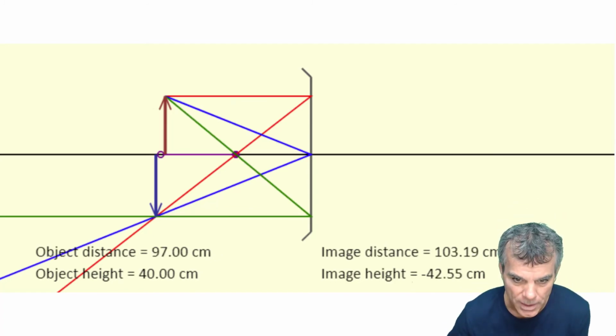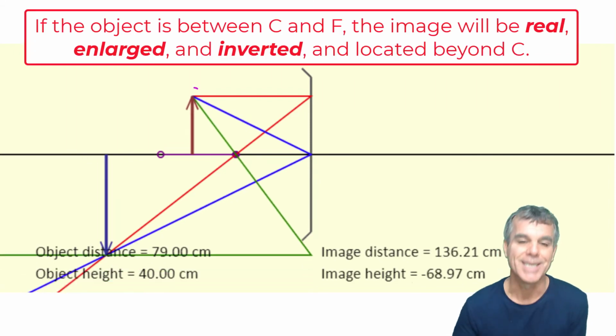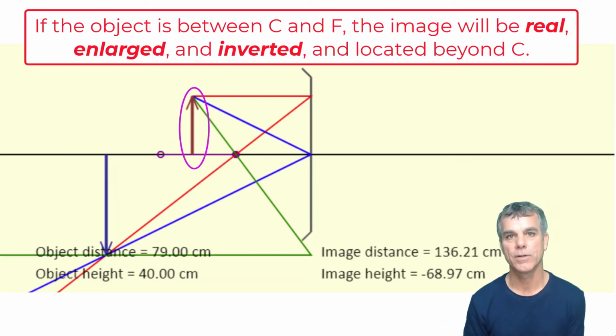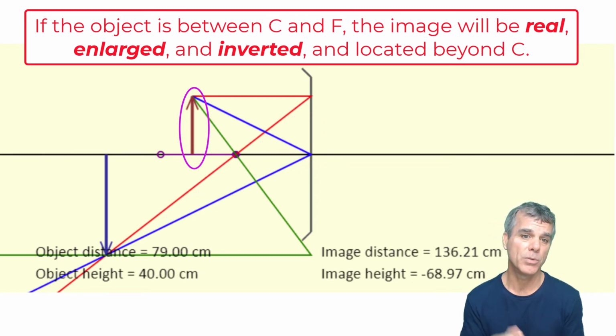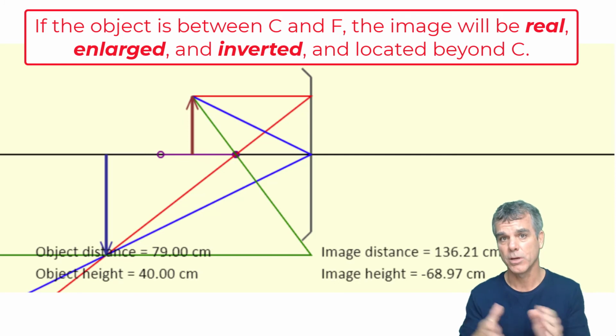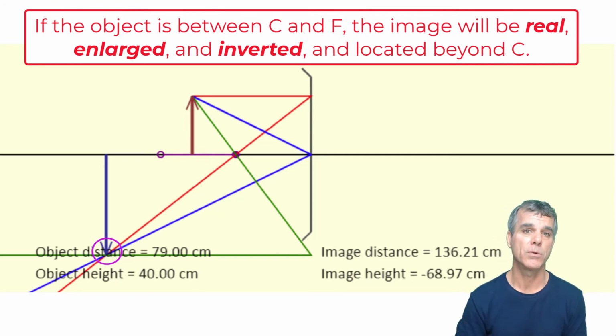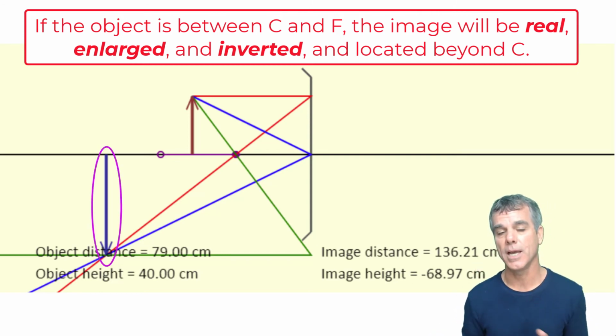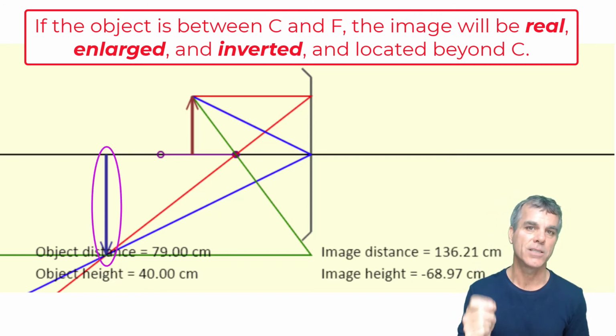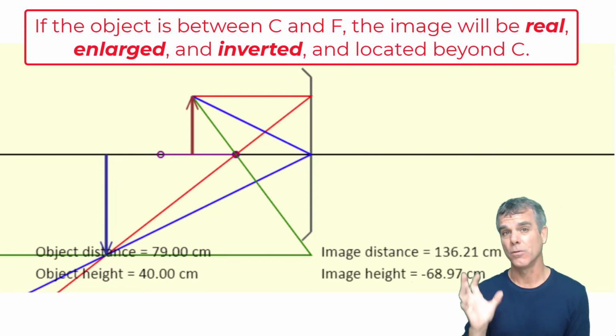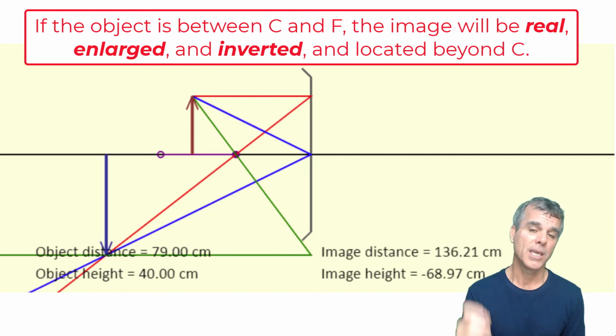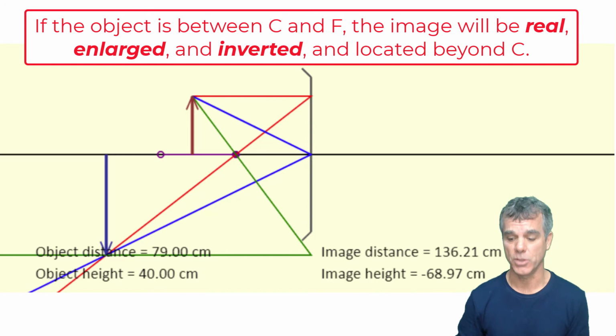If the object is in between the center of curvature and the focal point, the kind of image I'm going to get is going to be a real image because the 3 rays are meeting at a given point after reflection. That image is going to be inverted relative to the object, and in this case it's going to be enlarged. So for an object between the center of curvature and the focal point, the image is real, enlarged, and inverted relative to the object.